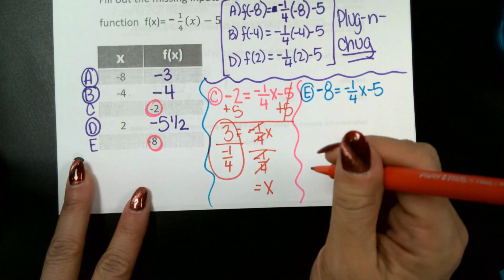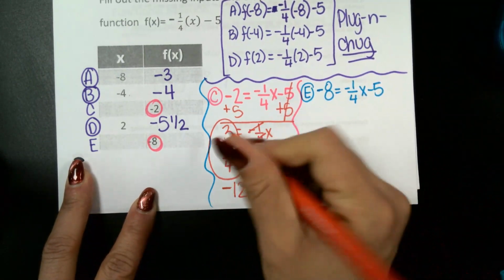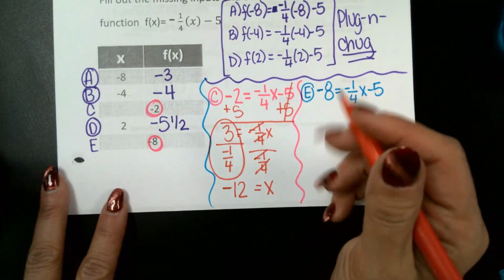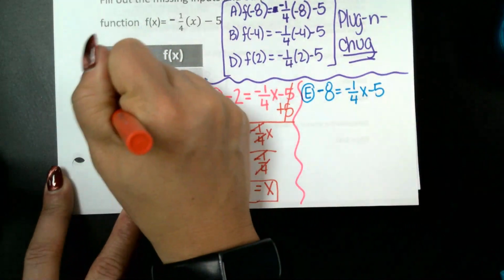Anybody else get -12 besides Aiden? I got +12. Okay, you just forgot to leave off that negative sign. That's it. So just watch those signs.